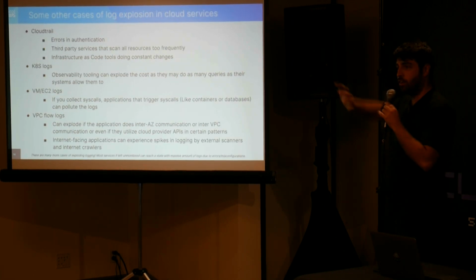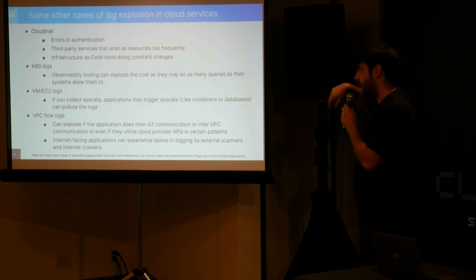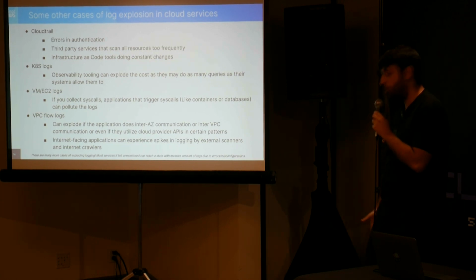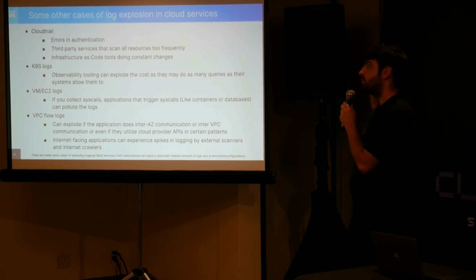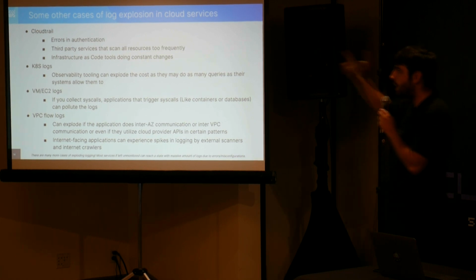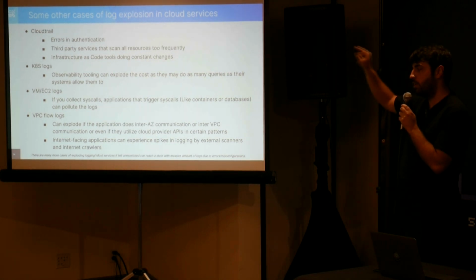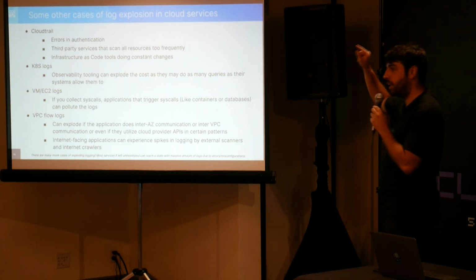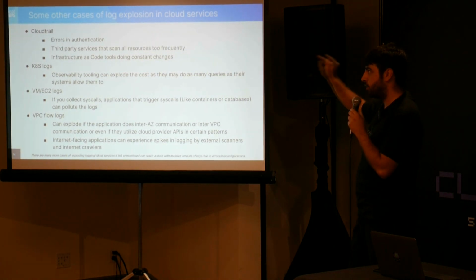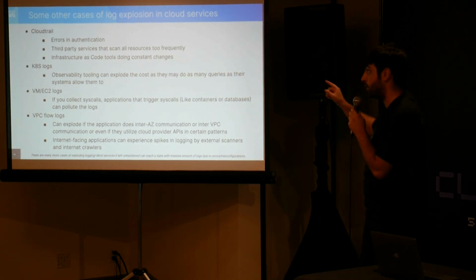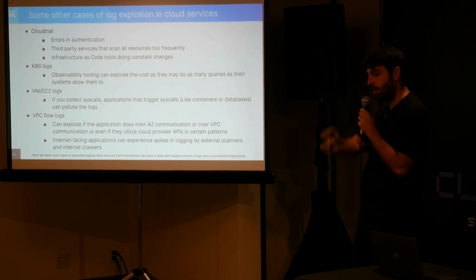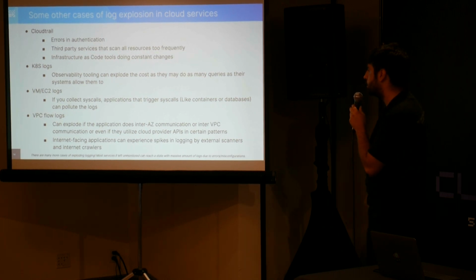So these are also some examples where I shot my foot off without realizing. CloudTrail: errors in authentication, third-party services, infrastructure as code doing constant changes. You really cannot filter this out. You really need to be looking at them, but if the infrastructure as code is misconfigured, that may pollute the system a lot, because these are the kind of logs that you really need to care about and put in cache or really expensive storage.